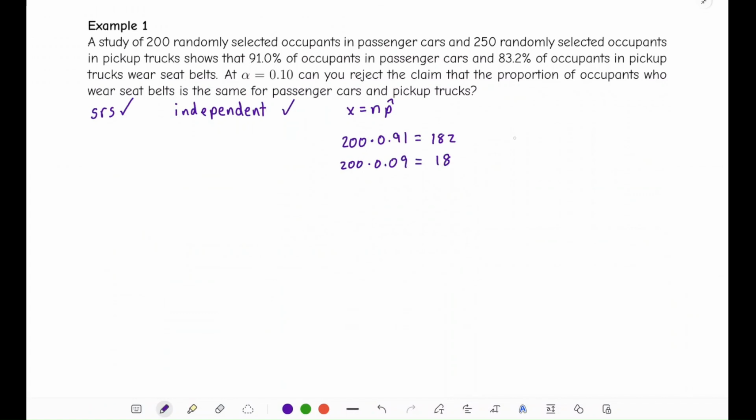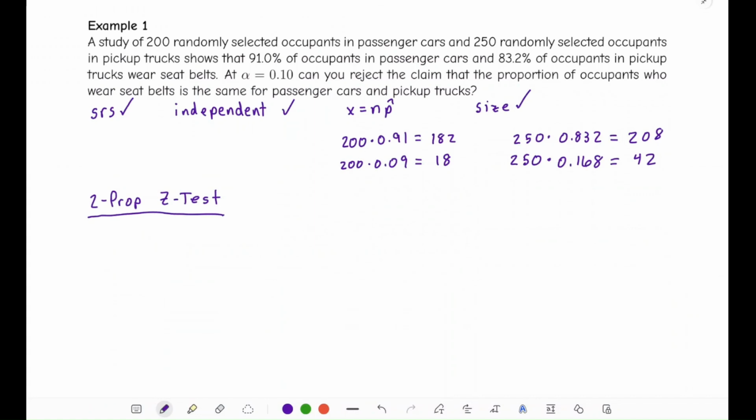Then if I do the same thing for pickup trucks, that would be 250 times 0.832. That comes out to 208. And then if I take 250 times 1 minus that, which is 0.168, that'll come out to 42. So the size requirement is saying that all four of these values need to be at least 10, so we meet our size requirements. So we can perform a two proportion z-test.